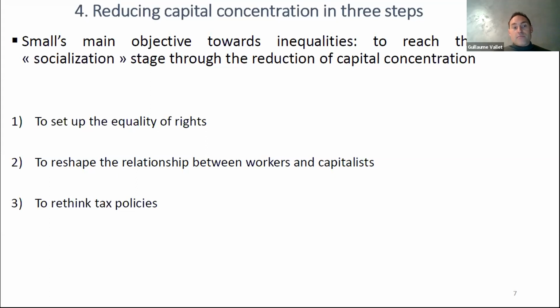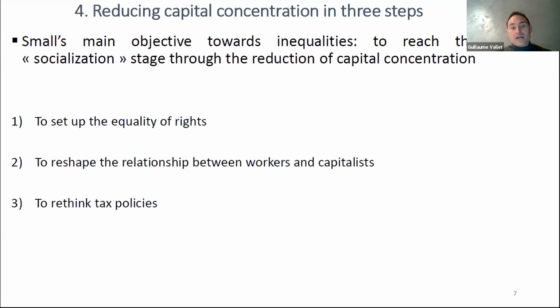First, to set up the equality of rights. So it was very important in his view, and maybe this is what he shared with other progressives of the time, because for him, it was a condition to improve the moral order. The law creates categories rendering visible what is invisible. So this is very important in order to implement new types of policies.